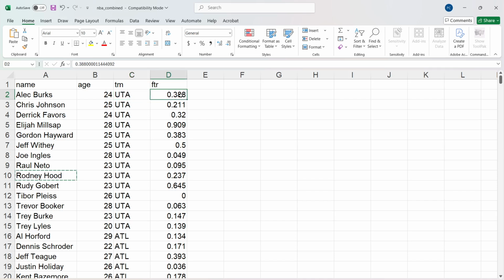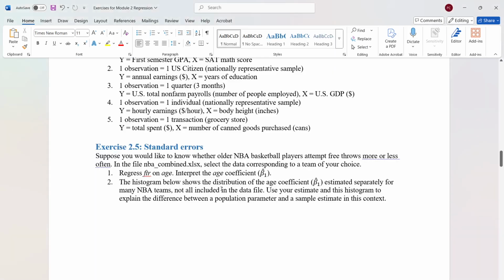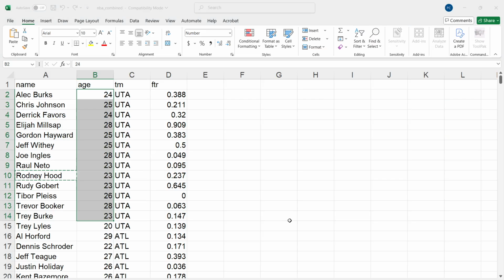So this is free throw attempts per field goal attempt. And basically, I just want to model this as a function of the age. There may be some sort of story about the younger players playing particularly well, but then getting more experience and dialing it in to some extent until they start to decrease in their playing skills again. So, okay. What this exercise asks us to do is just regress the free throw rate on age and interpret the coefficient on age. So, I'll do that.